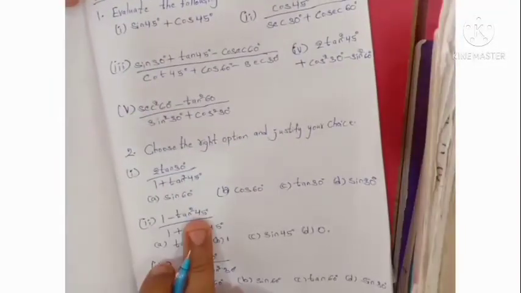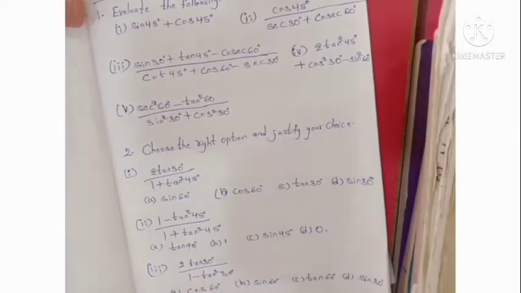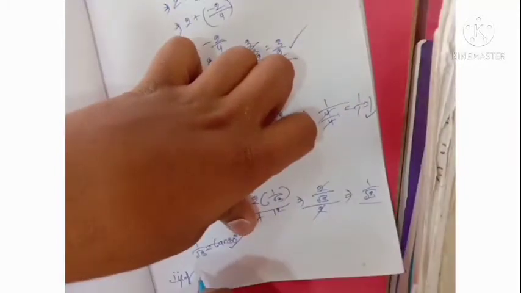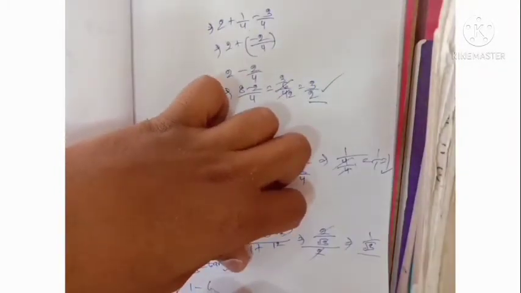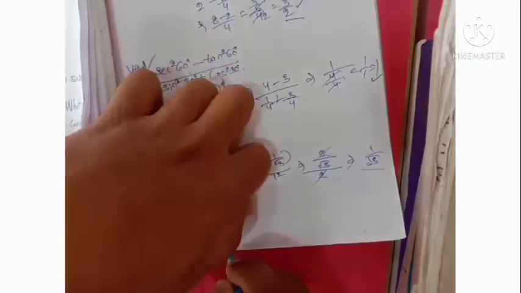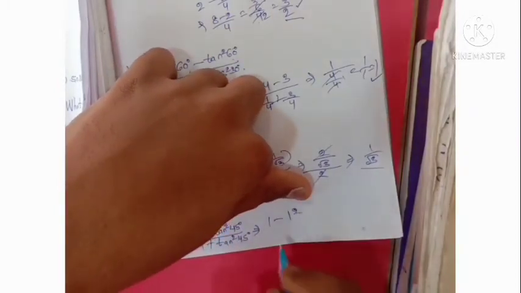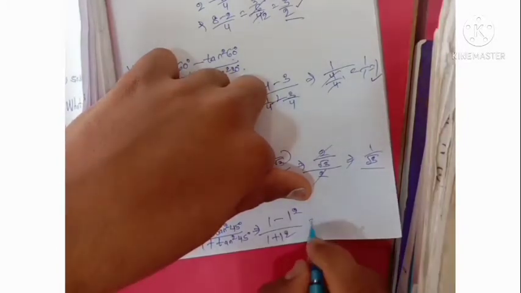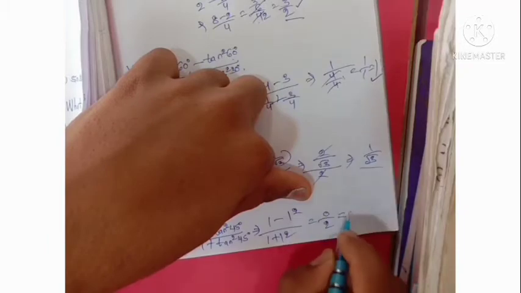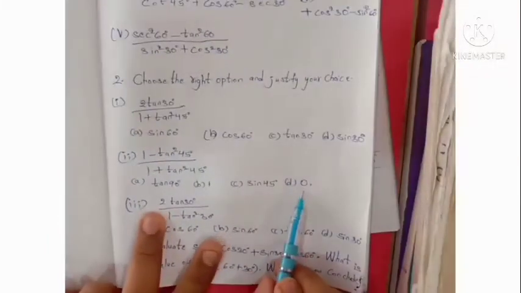Then the second question. Okay. 1 minus tan square 45 degrees by 1 plus tan square 45. What will the value be? Here 1 minus tan square 45 degrees is 1 minus 1, and 1 plus tan square 45 is 2. See, 1 minus 1 is 0. 0 by 2 is 0. Answer 0. Option D. Okay.